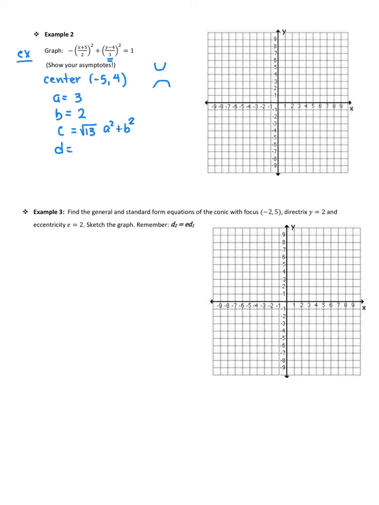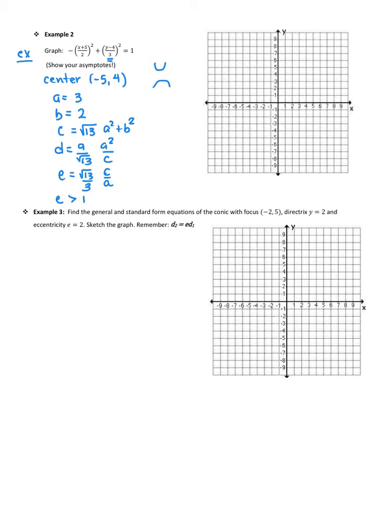My directrix distance, a squared over c, will be 9 over the square root of 13, and your eccentricity, which is c over a, is going to be the square root of 13 over 3, which again is greater than 1, so that helps us know that we have a hyperbola.